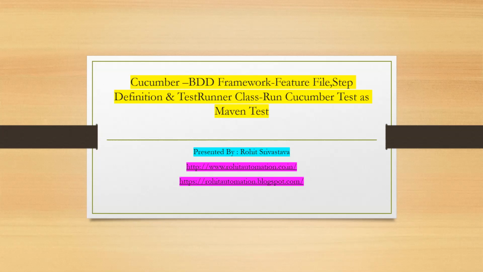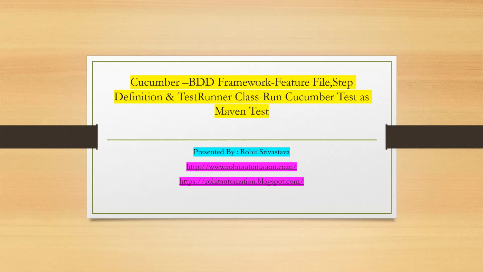So when you talk about BDD, the process is we write the behavior of the application, and then we write the automated scripts, and then we implement the functional code and check if the behavior is successful, and then we refactor the code. So that is how BDD and TDD are differentiated.